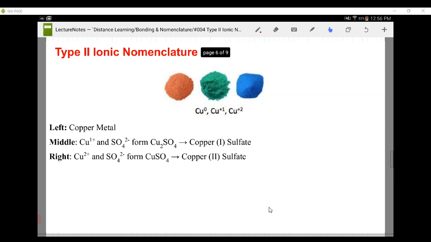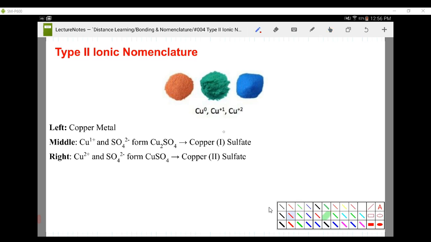So again, in total, to put everything together, for these 3 compounds, on the left we have copper metal. In the middle, copper with a +1 charge would join with sulfate to form Cu2SO4, which is called copper 1 sulfate because the charge of the copper is 1. Again, the Roman numeral here does not represent how many coppers there are, because we see that there are in fact 2 copper ions. This represents the charge of the copper.